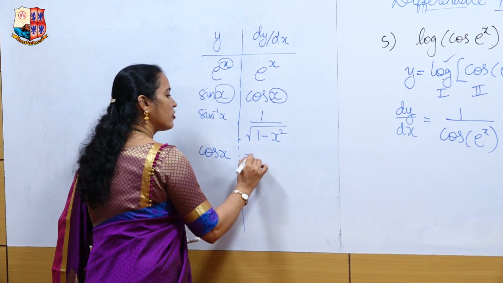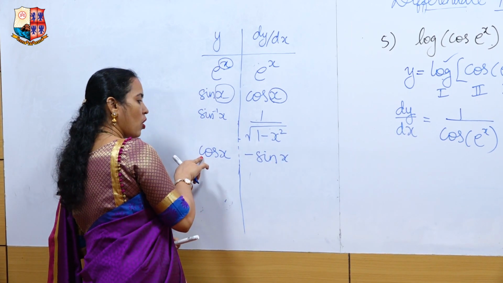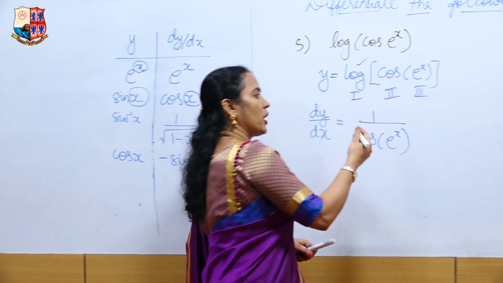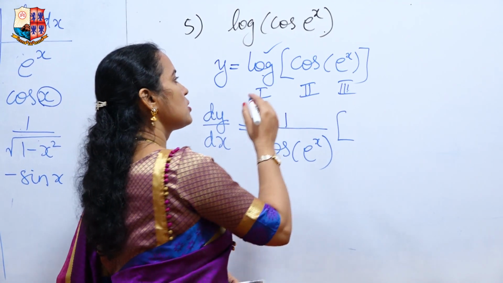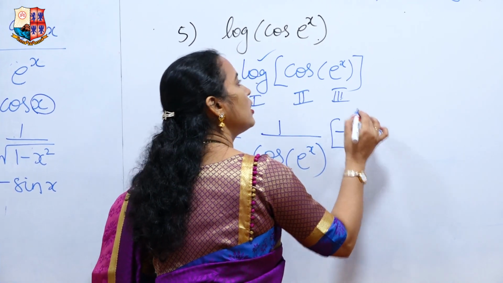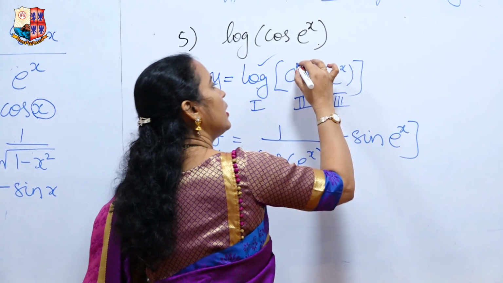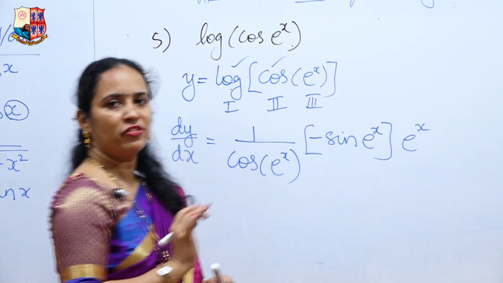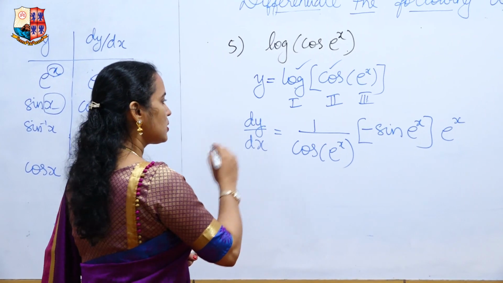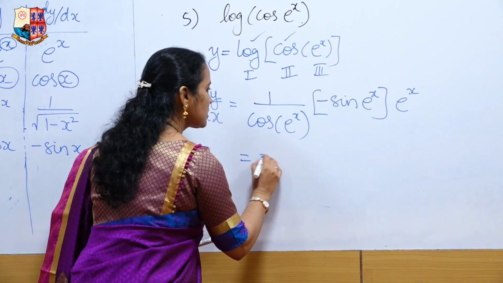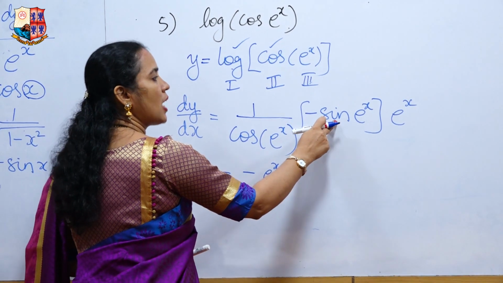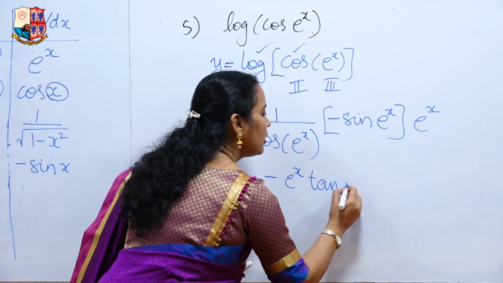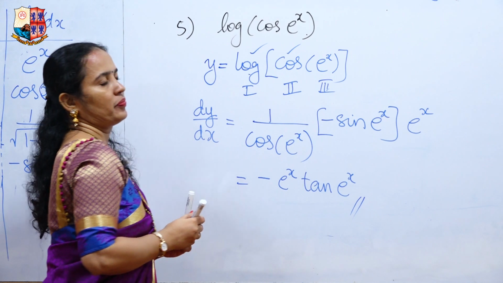Cos x, when you differentiate, remember, cos on differentiation will give you a negative value. So minus sin x. Save it with a bracket. So minus sin of e to the power x. Done with cos. E to the power x differentiate, a very lovely function, e to the power x as it is. So let's rearrange and write minus e to the power x sin e to the power x by cos e to the power x will give you tan e to the power x.